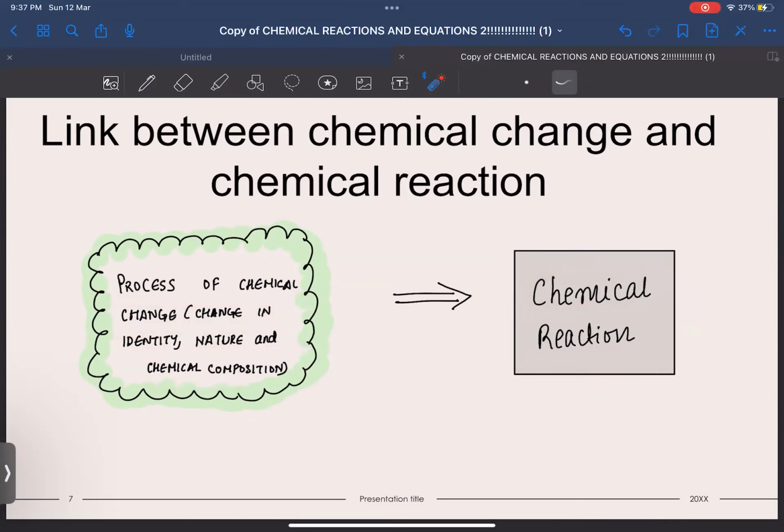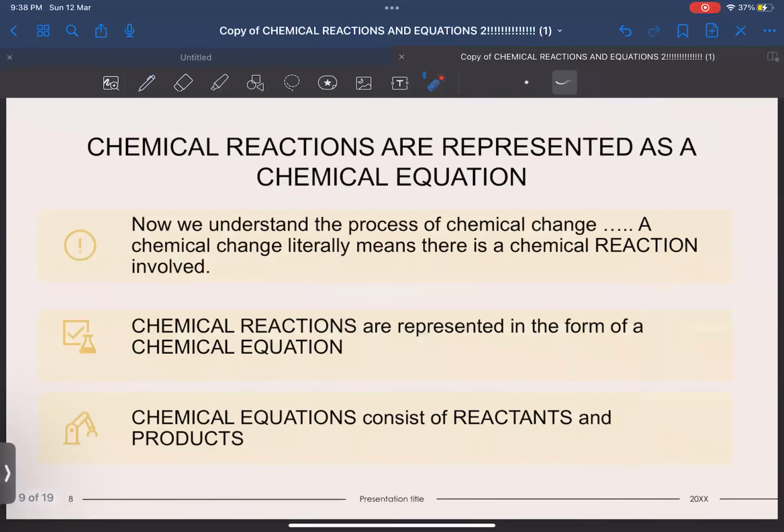So if you can identify where chemical changes have occurred in your daily life, you should know that it has occurred because of a chemical change. Simple as that. Chemical reactions are represented as a chemical equation. When we describe a chemical reaction, we can go on describing how the reaction has occurred. We can write paragraphs about it, we can talk about it, we can write a word equation about it.